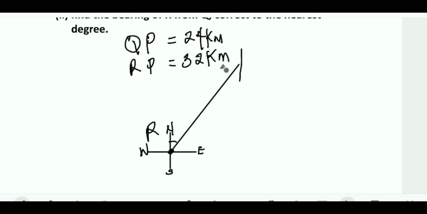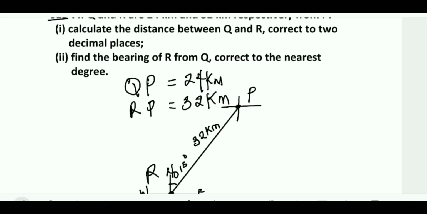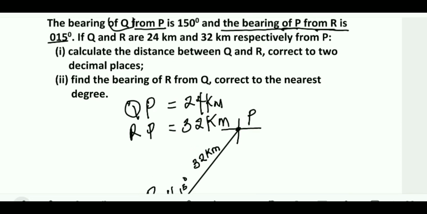So let's call this point R. Let me do this well now. So let's pick this point over here. So we're calling this point P now. This is 015 degrees. The distance is 32 kilometers. And that's where P is. Again, remember this is not done by construction. So we're just using our discretion here to measure the angles. Alright, back to the question.